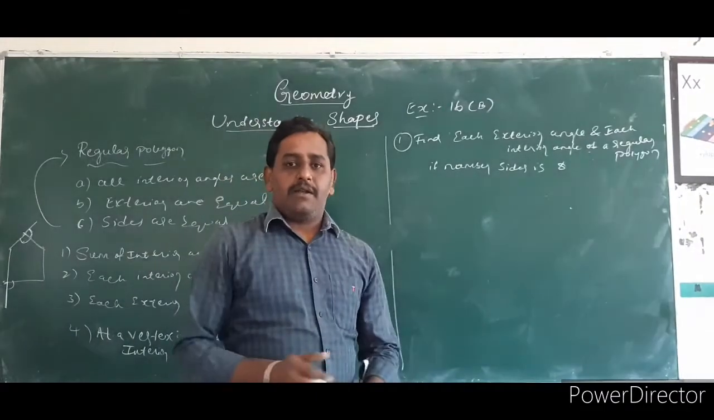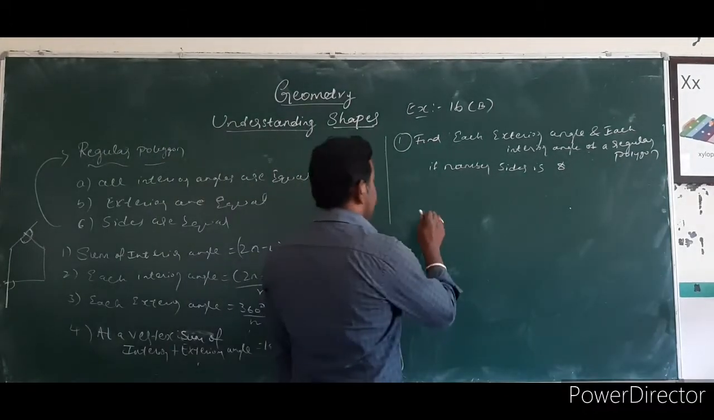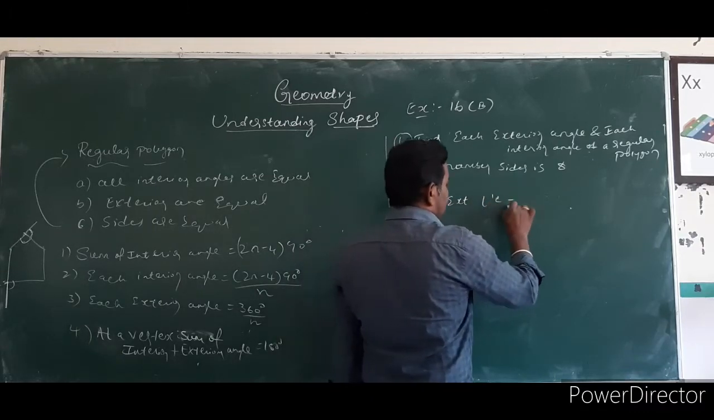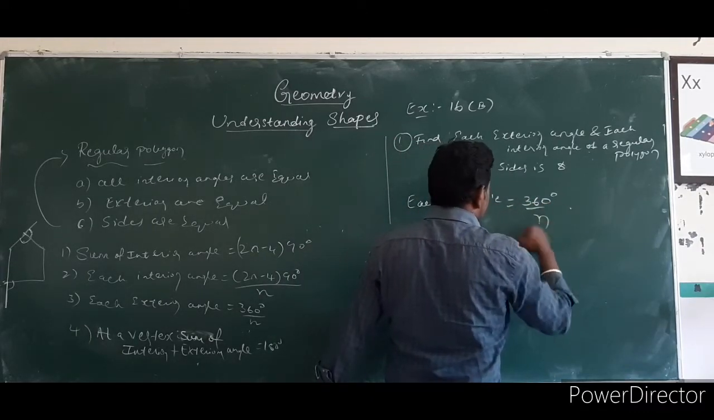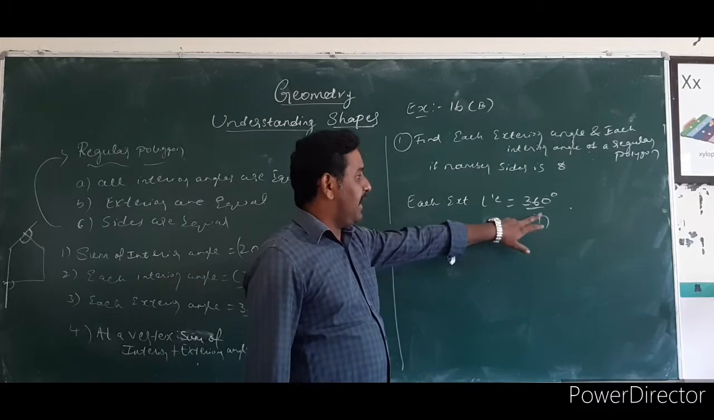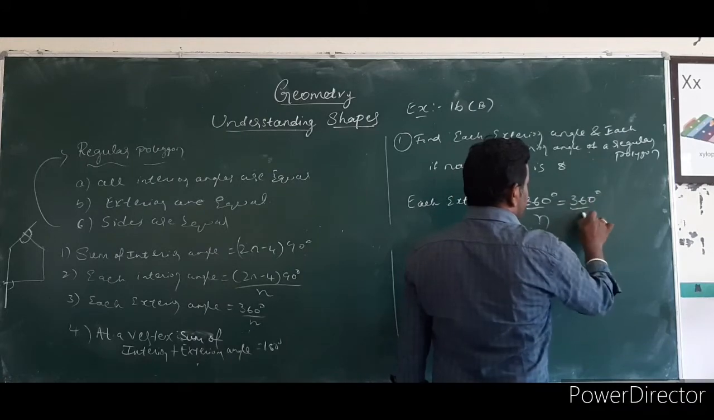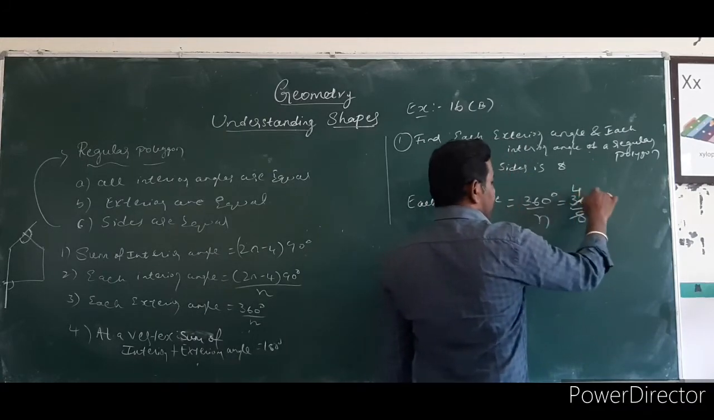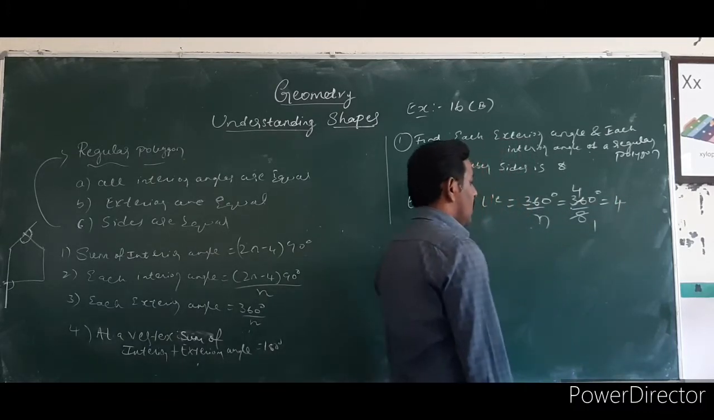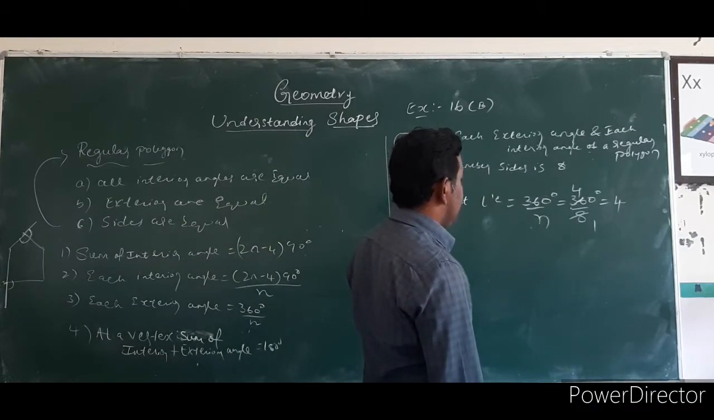Regular polygon means all interior angles are equal and all exterior angles are equal. If you want to find each exterior angle, what is the formula? 360 degrees divided by n. Here the number of sides given is 8, so that is 360 degrees divided by 8. 8 fours are 32.